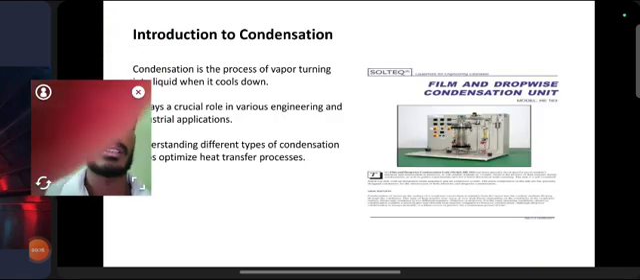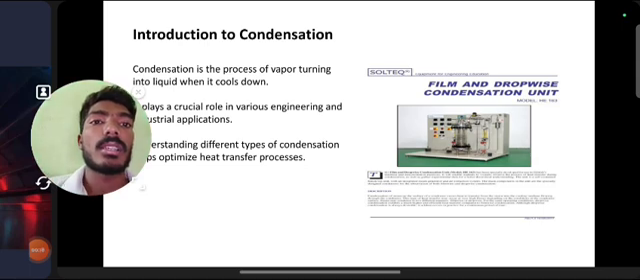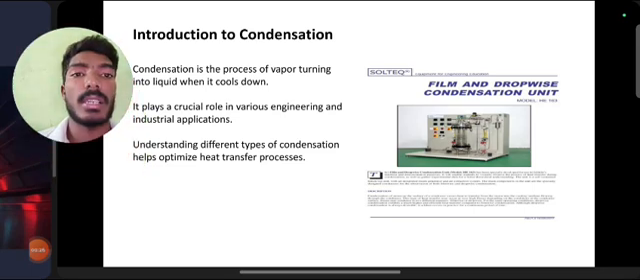Introduction to condensation. Condensation is the process of vapor turning into liquid when it cools down. It plays a crucial role in various engineering and industrial applications. Understanding different types of condensation helps optimize the heat transfer process.